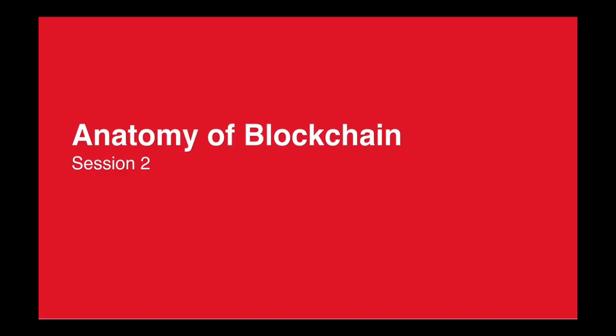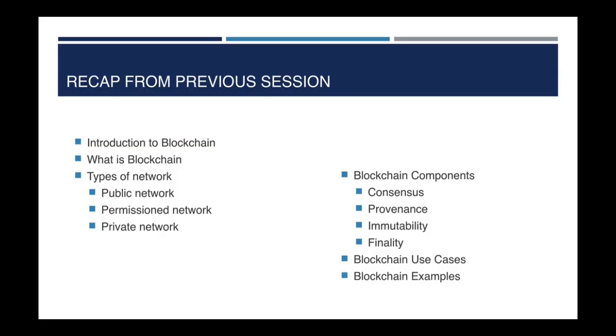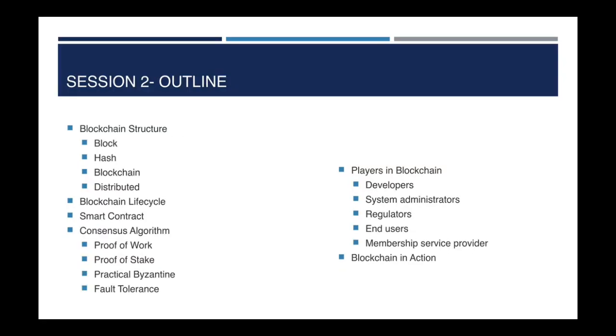In this section, we are going to look into the anatomy of blockchain. In the previous section, we learned what blockchain is, what the types of network are, what the components are, use cases, and a couple of examples of blockchain. In this session, we are going to look into blockchain structure, blockchain lifecycle, smart contract, different types of consensus algorithm, who the players in the blockchain are, and a couple of other details related to players in the blockchain.